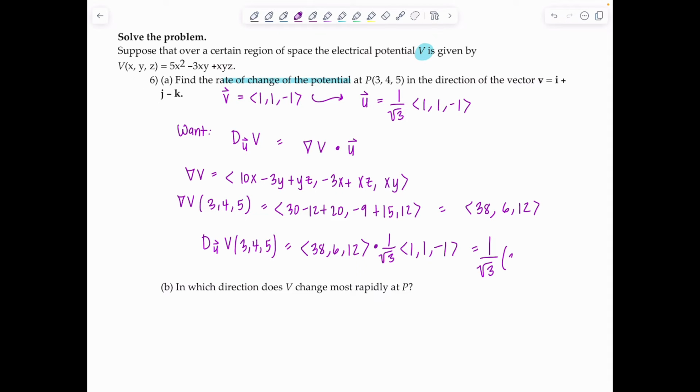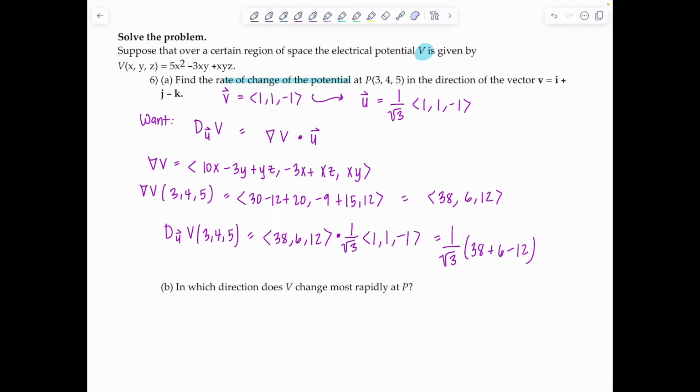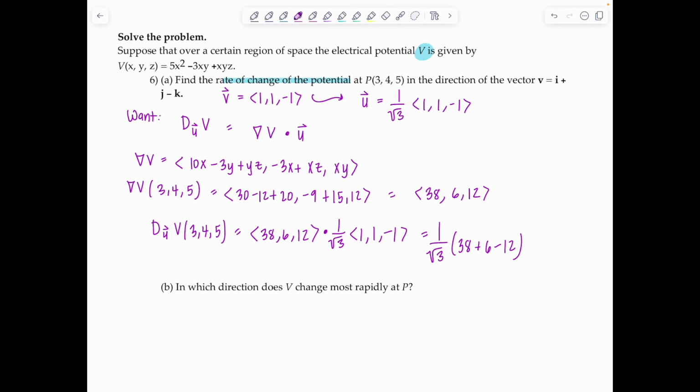This is going to be 38 plus 6 minus 12, which gives me, oh my goodness, I ran out of room. What a rookie. Okay, which ends up being 32 over rad 3. No, you don't need to rationalize. Some did, though. That's fine.